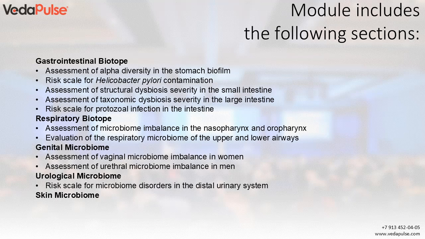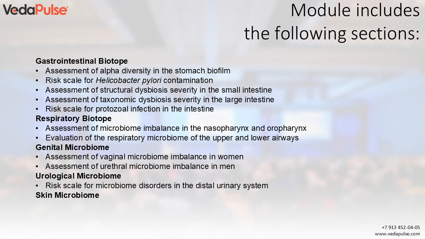In the classical sense, if we speak about the upper and lower airways, we also have a separate scale for the genital microbiome, where in women we assess the risks of disturbance of the vaginal biotope, and in men, of the urethral biotope.